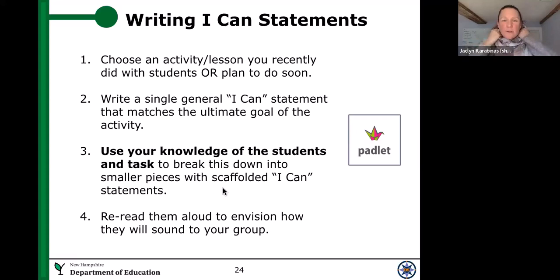And as you're thinking of your ultimate goal, think about how you might need to break it down. Think about what's going to need to happen first. Are there words that kids will need to know? Are there things they might need to practice, if they're working with a partner or a group?